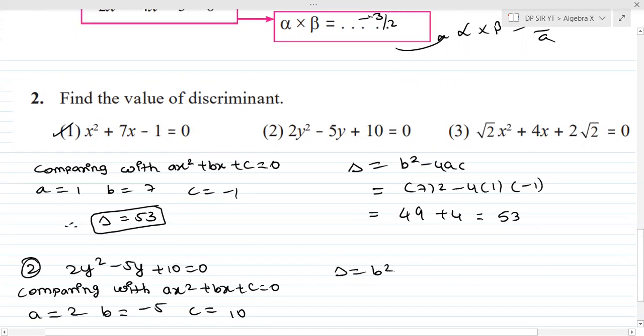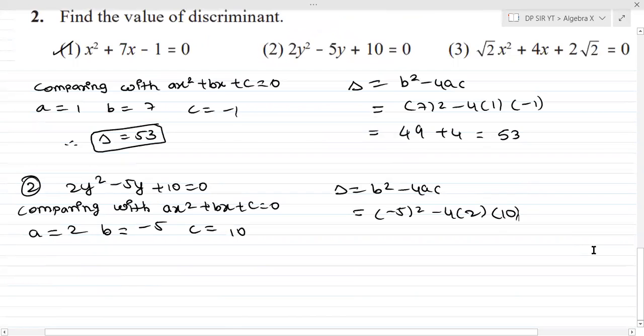Delta is equal to b square minus 4ac. Here it's going to be minus 5 square minus 4ac, that is into 10. Do let me know the value of delta. And what is the answer over here? So the answer is going to be 25 minus 4, 2 into 10 is 20.